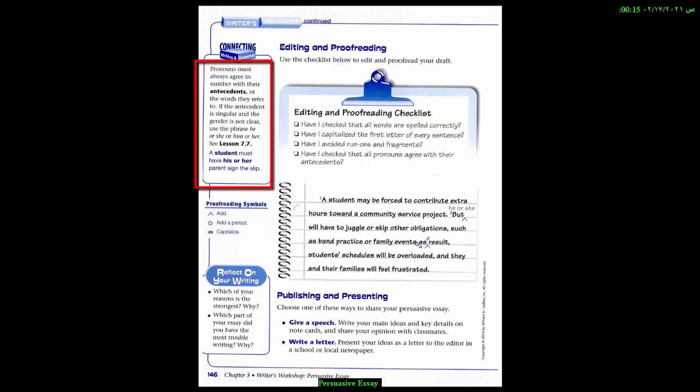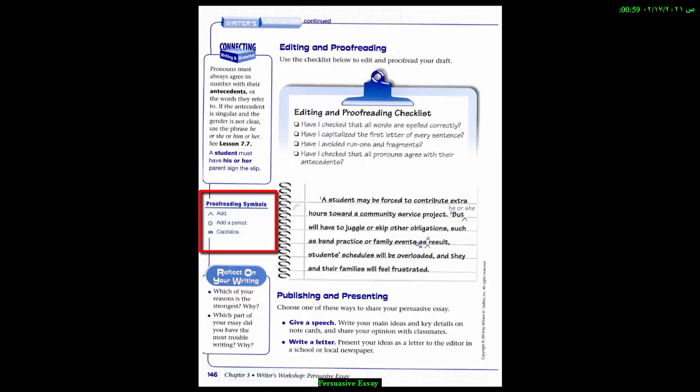Have I checked that all pronouns agree with their antecedents? Make sure that pronouns always agree in number with their antecedents, or the words that they refer to. If the antecedent is singular and the gender is not clear, use the phrase he or she, or him or her. For example here, a student must have his or her parent, because the gender is not specified, whether the student is a male or a female. And here are some of the proofreading symbols. Of course, there are more.